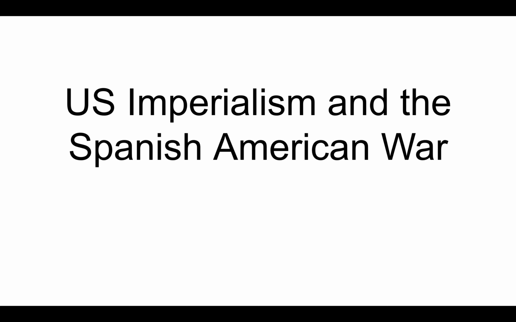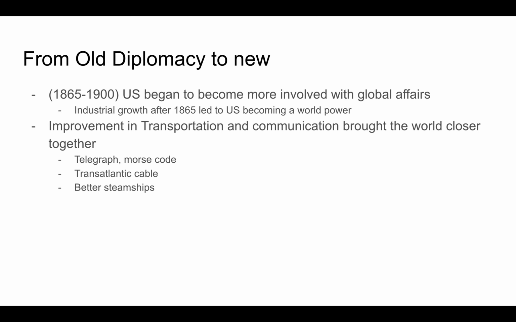U.S. imperialism and the Spanish-American War. From old diplomacy to new. From 1865 to 1900, the U.S. began to become more involved with global affairs. Industrial growth after 1865 led to the U.S. becoming a world power. Improvements in transportation and communication brought the world closer together, such as the telegraph, Morse code, the transatlantic cable, and better steamships.